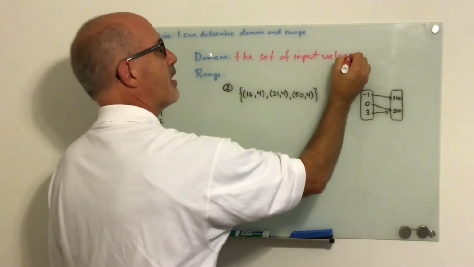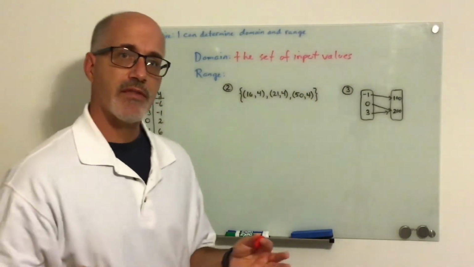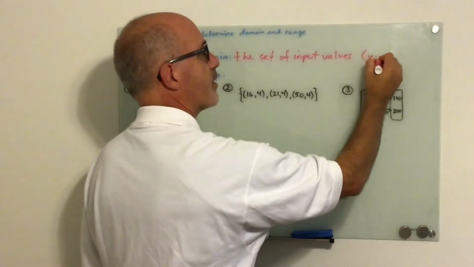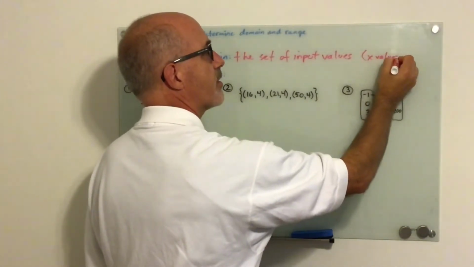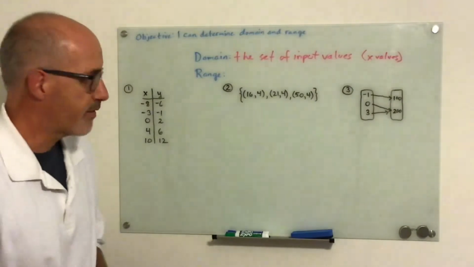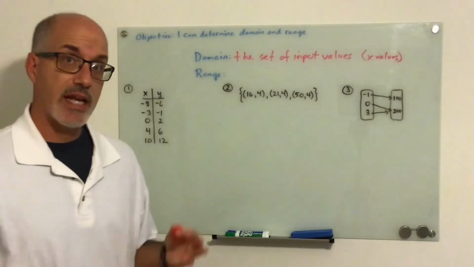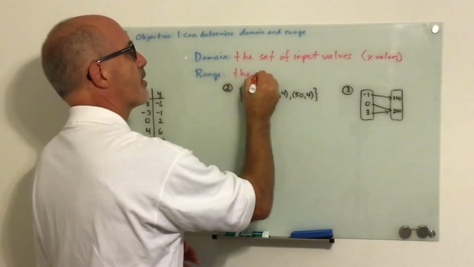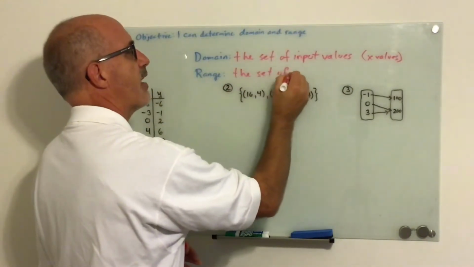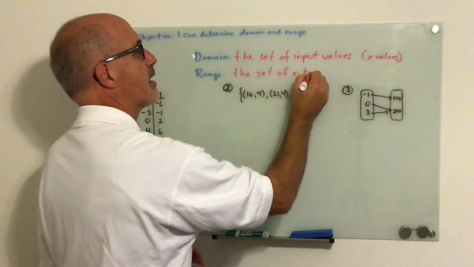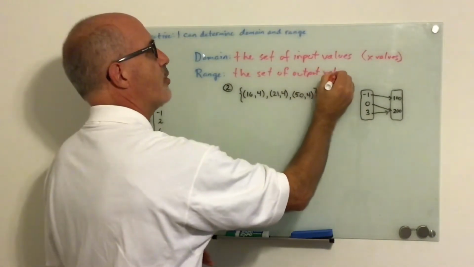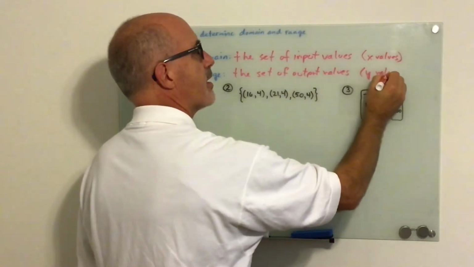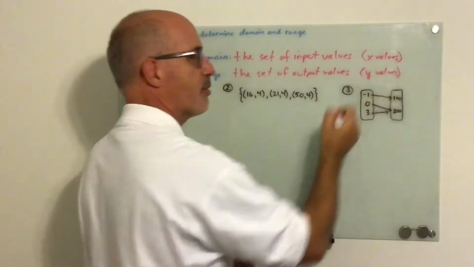Now we typically use x and y's for our functions. So if we are using x and y's, those are the x values, the first values, the ones that we put into the function. The range, on the other hand, is the set of second values or the output. So the set of output values are usually associated with the y values. If we use different variables, these would be different.